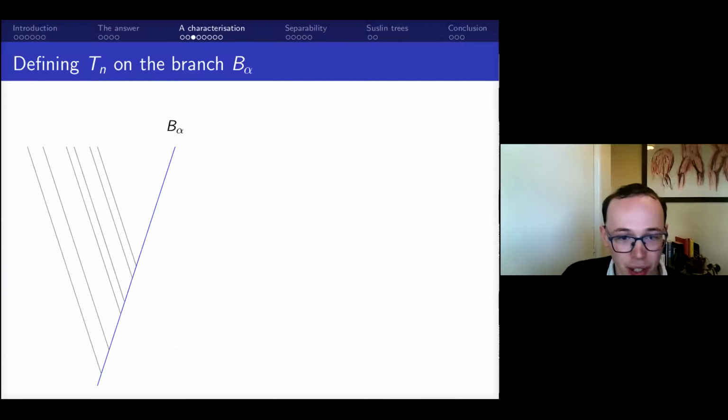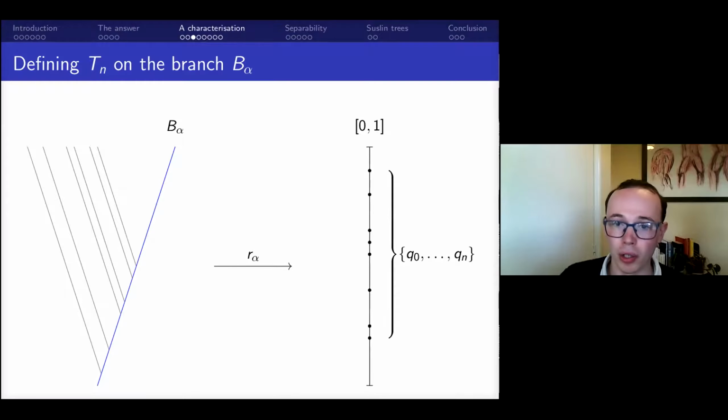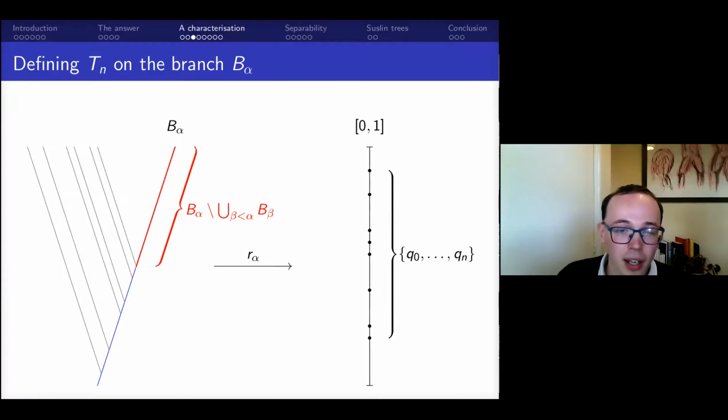Okay, so here's the picture. Let's say we're at stage alpha, and we have a branch b alpha. The branch is this blue thing here. And in gray, I've represented all the previous branches of stages below alpha. Now b alpha has our fixed isomorphism onto the unit interval. And inside our unit interval, we have our n plus 1 rational numbers. And then we can take the final segment of b alpha, which results from throwing away all the stuff from the previous b betas. And then finally, the nodes added at stage alpha will be the pre-image according to R alpha restricted to this final part here. So these black dots on the left are the elements that we add at stage alpha.